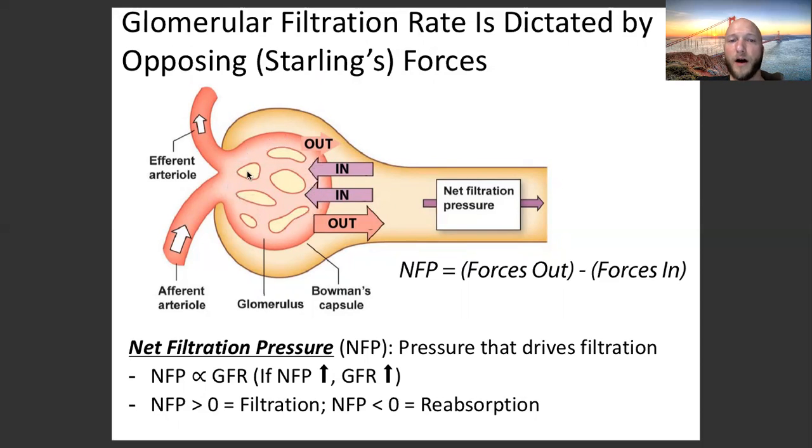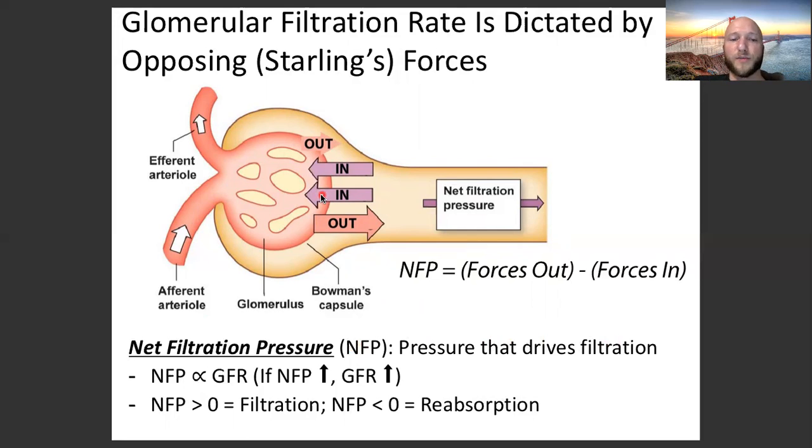You have the oncotic pressure of the blood, of plasma, pulling things back into the glomerulus. You have the oncotic pressure of the tubules pulling things out of the glomerulus. And it's the balance of those that gives us our net filtration pressure. So net filtration pressure is the pressure that drives filtration.